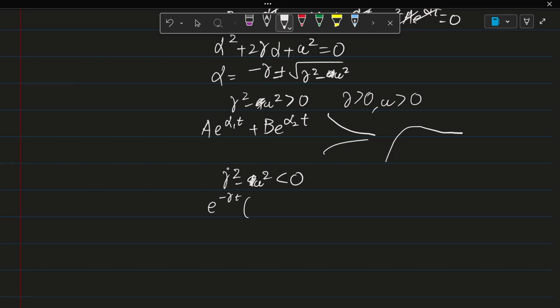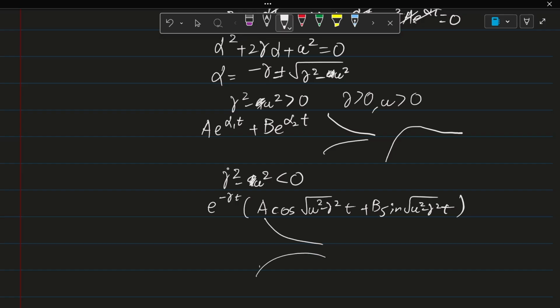And if you know how to convert this imaginary part into sines and cosines and just take the real part, you could get a cosine of the square root of omega squared minus gamma squared t plus b sine of the square root of omega squared minus gamma squared t. I'll just leave this as an exercise for you to solve. But what this tells you is that this is a decaying function as well as a sinusoidal function that is decaying over time. So you would see something like this.